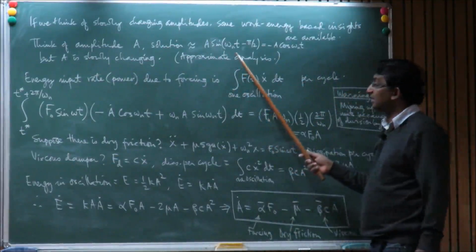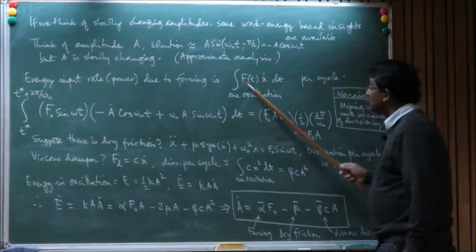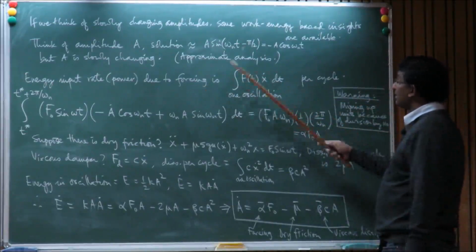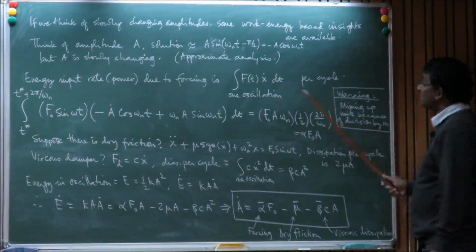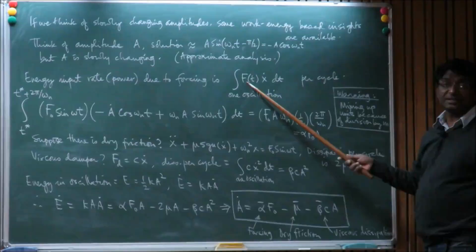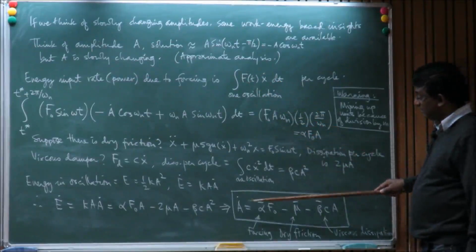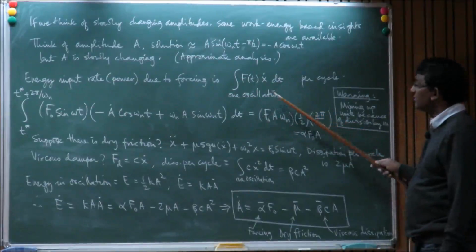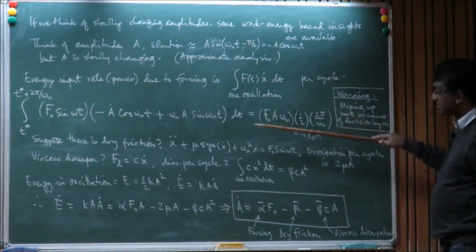This is an approximate sort of analysis. The energy input rate or power input rate due to the forcing is f of t times x dot dt integrated over one oscillation. This is the power input rate on a per cycle basis. You will notice that I am mixing some units here because so far I had f0 bar, then f0, so in some places it was divided by m and in some places not. I'll try to take care of it by introducing some fitting constants, but you can do the same thing more carefully and you'll get exactly the same result. But I'm just warning you that the units may sometimes seem a bit funny.